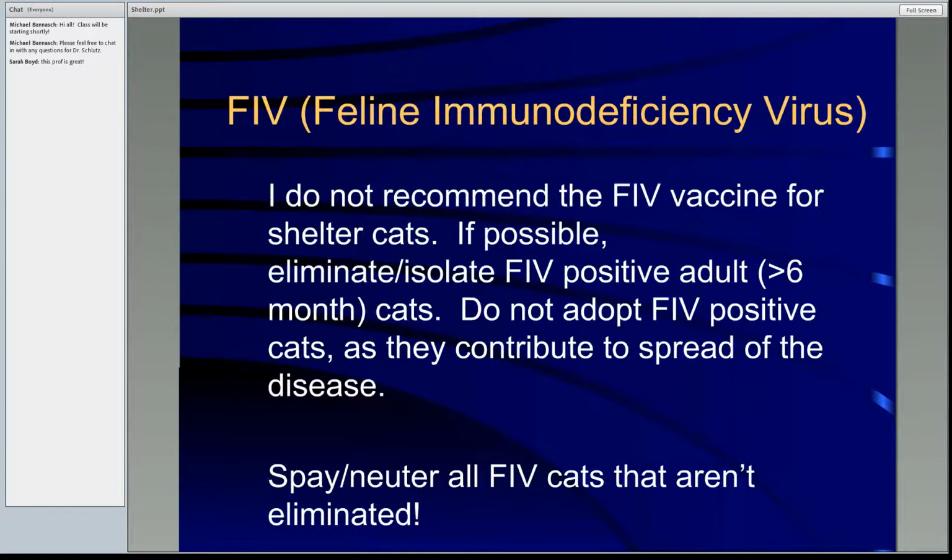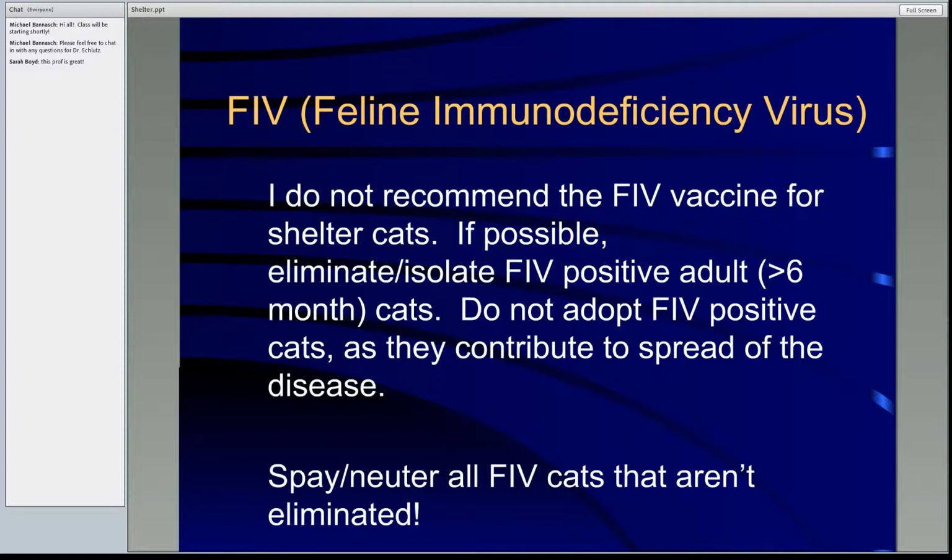FIV, I don't recommend, nor does anyone else recommend, FIV as a vaccine for shelter cats. In fact, we don't even recommend it very often for pet cats. It's a vaccine that requires multiple doses. It does interfere with the diagnostic test. We still can't differentiate between an infected and a vaccinated cat unless you know it was vaccinated.